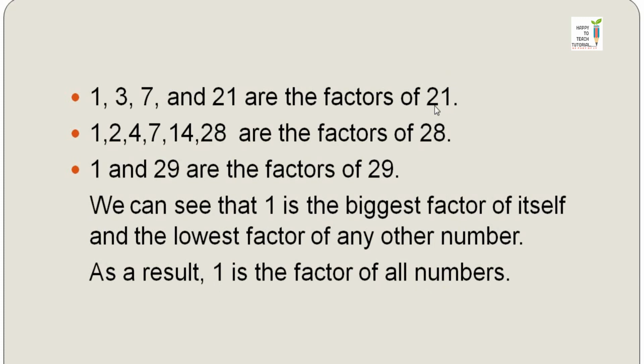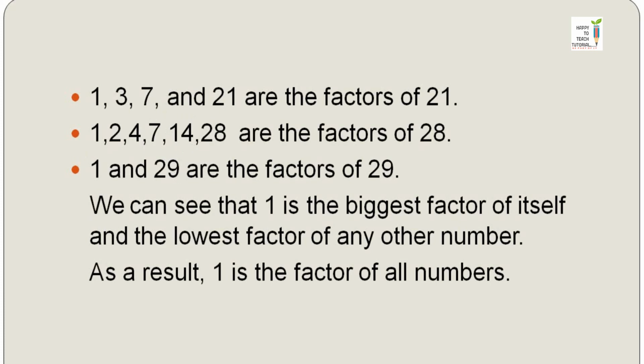In 21, the largest factor is 21. In 28, the largest factor is 28. In 29, the largest factor is 29. That means the largest factor of any number is the number itself. Next, every factor of a number is either less than or equal to the given number. You have seen that.